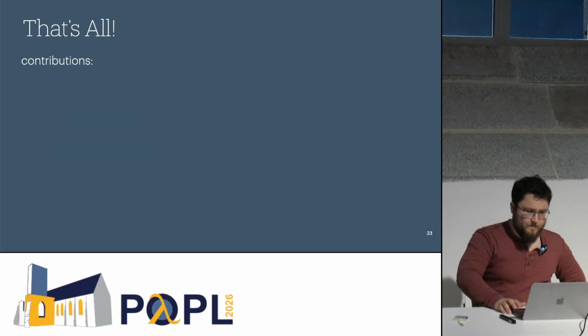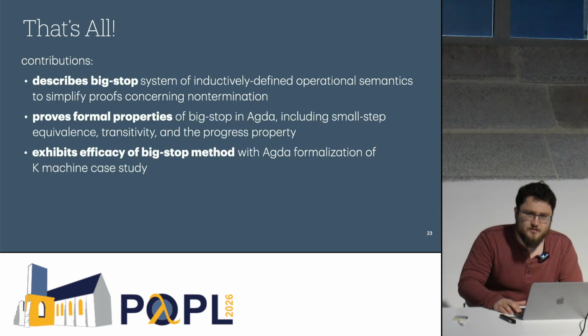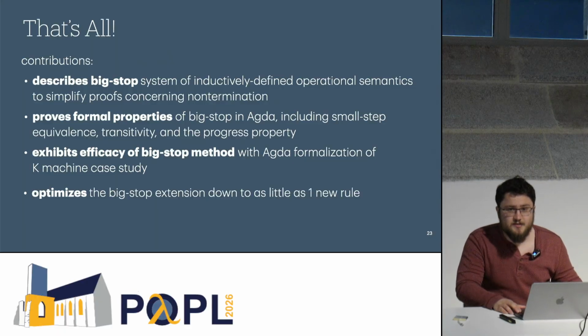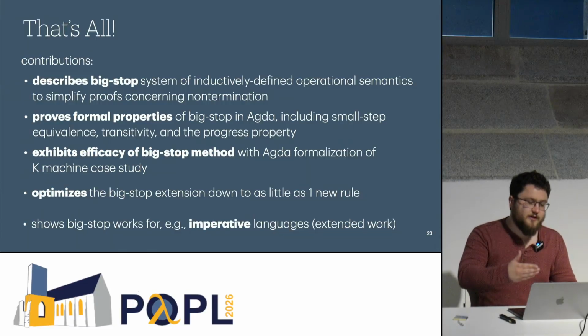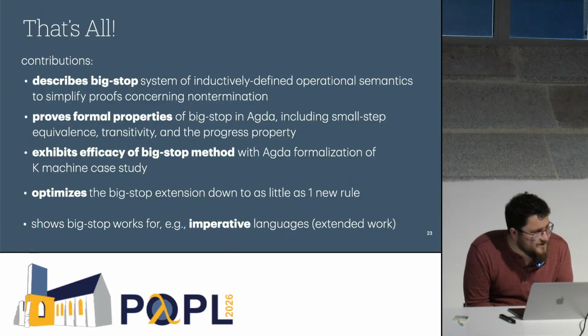And so that's all. The paper describes this big stop system, proves its formal properties, and exhibits the efficacy of it with this case study. We show how we can optimize the number of rules we have to actually create. And we also show that it works in the paper, in the extended work, for imperative languages as well. So it's actually quite applicable. That's all I have. Thank you.